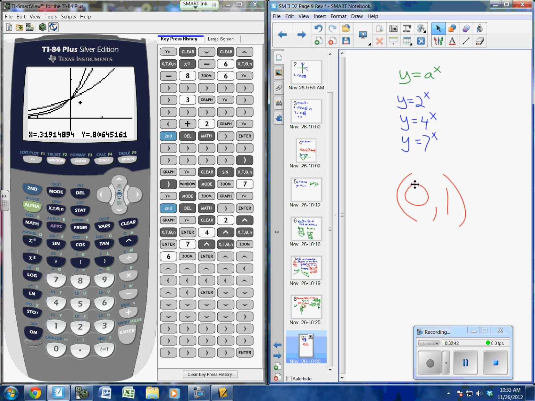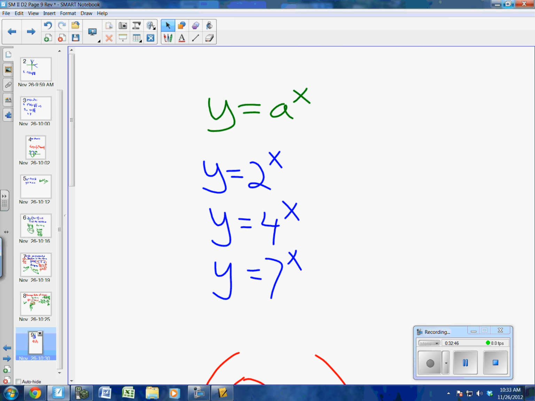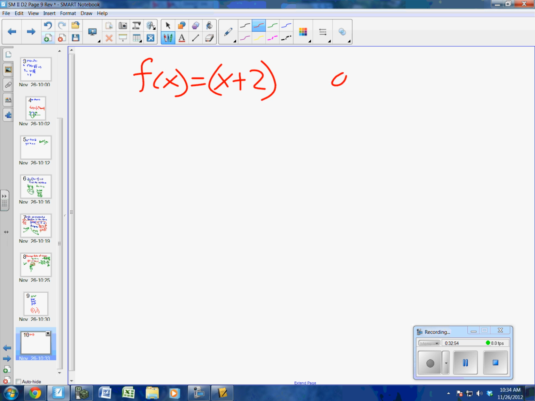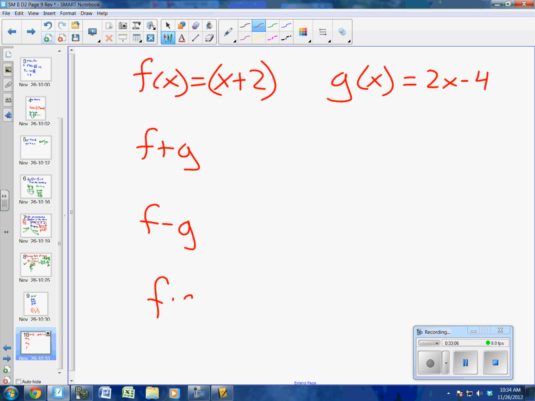All right, I'm going to give you guys one more problem we're going to do. Here we go. Given f of x equals x plus 2 and g of x equals 2x minus 4, I want you guys to find f plus g, f minus g, and f times g. I'm going to give you 2 minutes to work on that. Go.